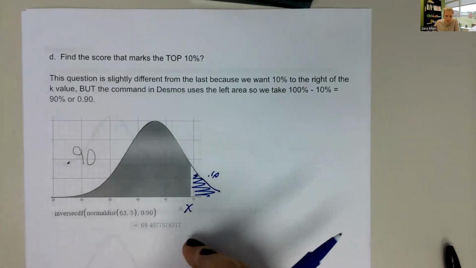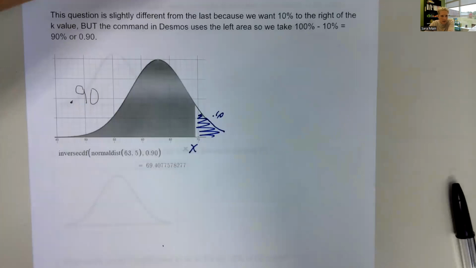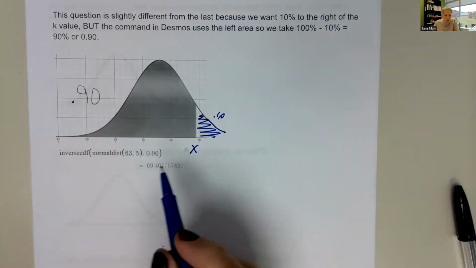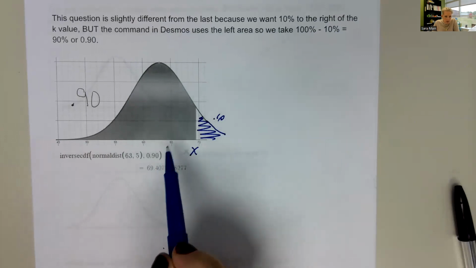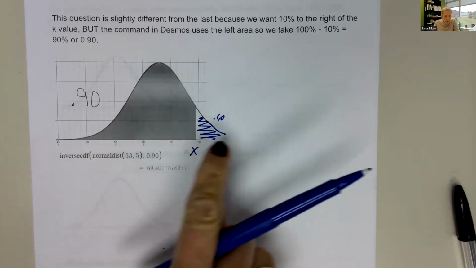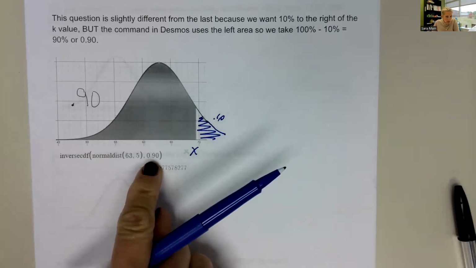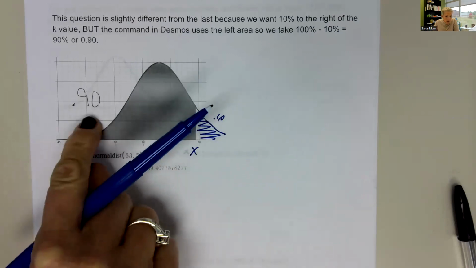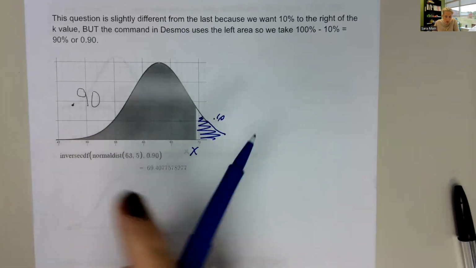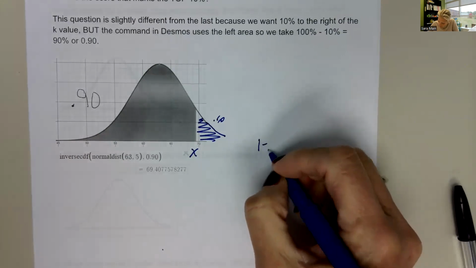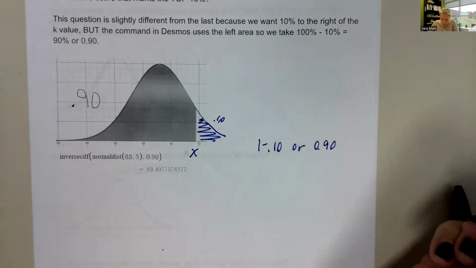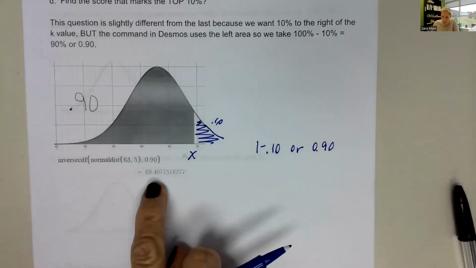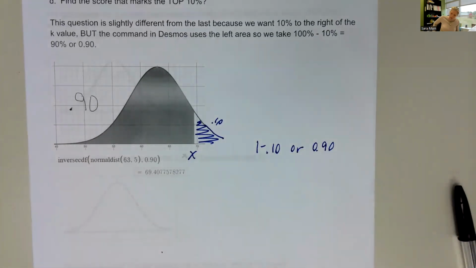Well, that also means that, remember, when we're using the inverse CDF command in Desmos, we have to do 1 minus that area. So we have to do our left-tailed area. So instead of using 1 minus 0.10 in my command, I just typed what I know is 1 minus 0.10, or 0.9. So you could do 1 minus 0.10 or 0.9. Either of those will work. And you will come up with a score of 69.4.